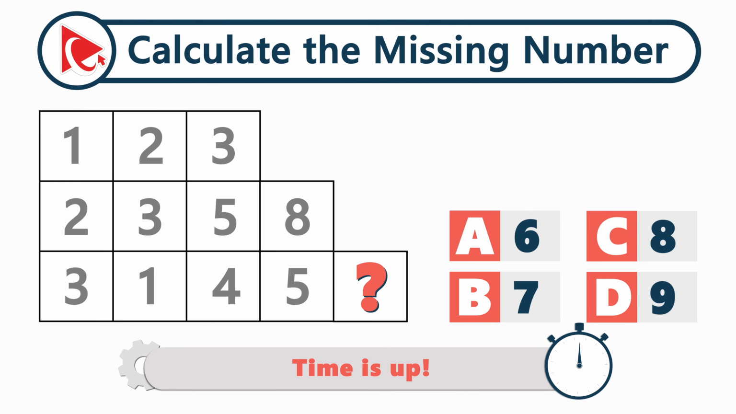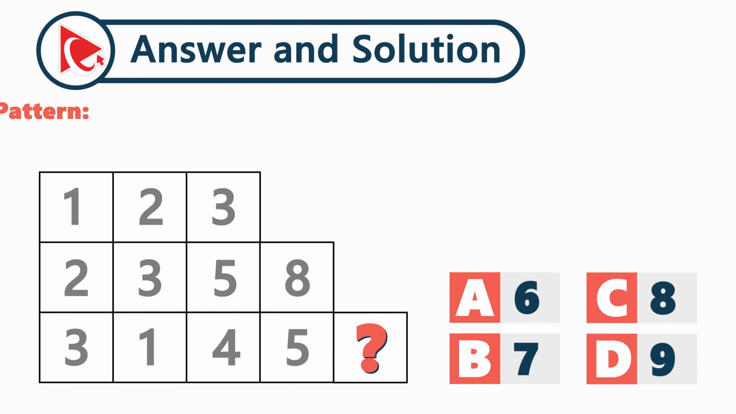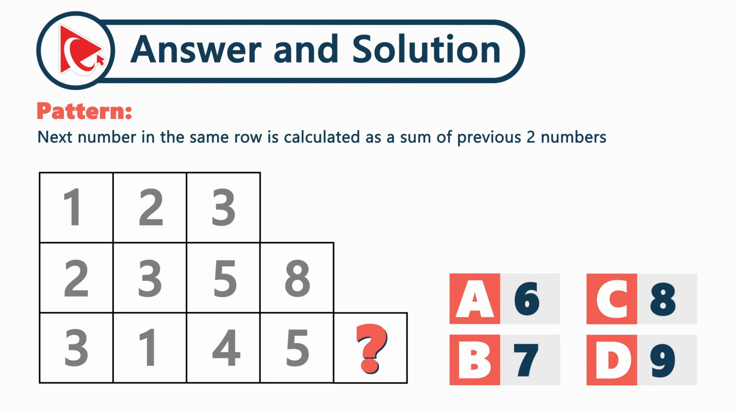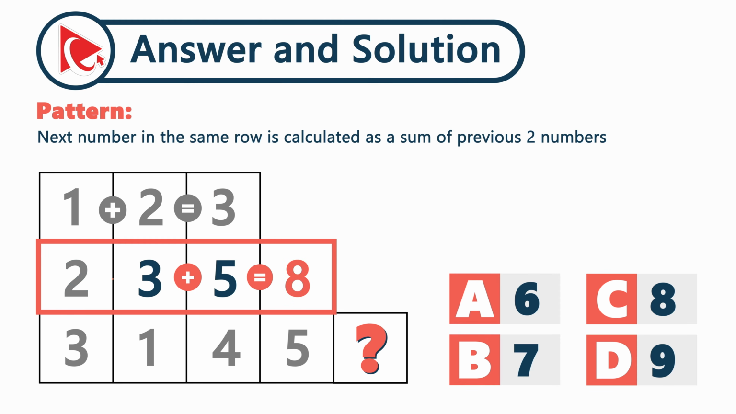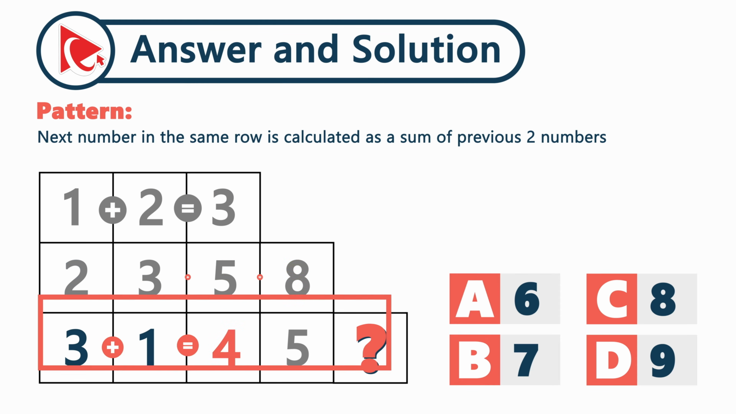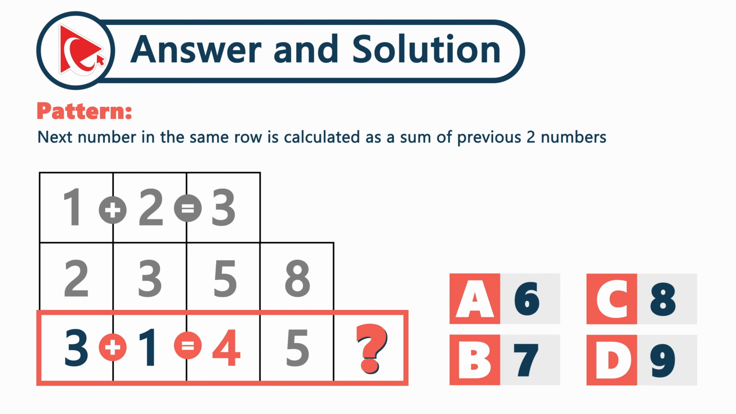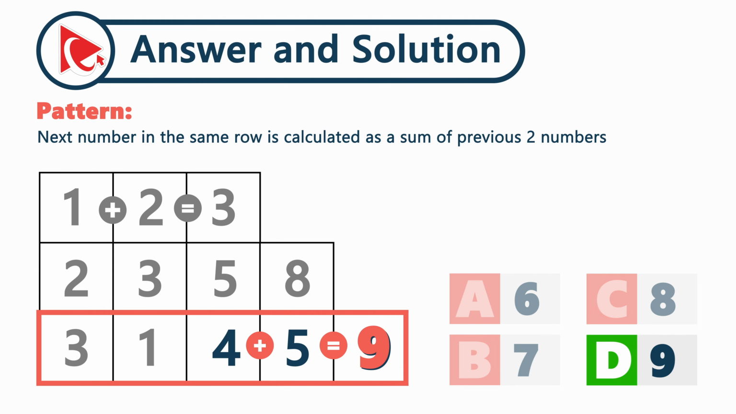Time's up. Do you have your answer ready? I truly hope that you saw the pattern here, where the next number in the same row is calculated as the sum of the previous 2 numbers. Let's look at the example. In the first row we have numbers 1, 2, and 3. 1 plus 2 equals 3. Let's switch to the second row. 2 plus 3 equals 5. And 3 plus 5 equals 8. In the third row you see that 3 plus 1 equals 4. And 1 plus 4 equals 5. And here's the moment to calculate the missing number. 4 plus 5 equals 9. And the correct answer here is choice D, 9.